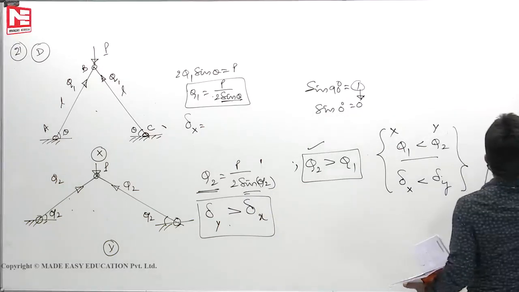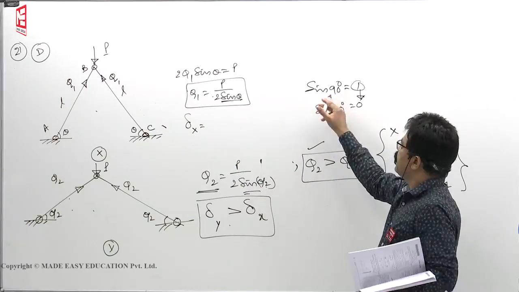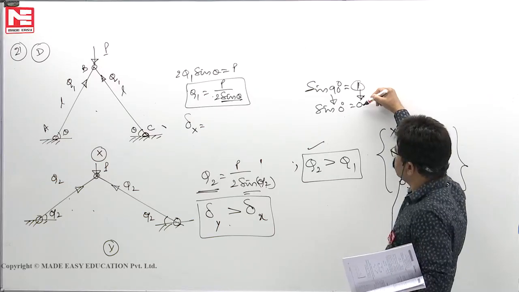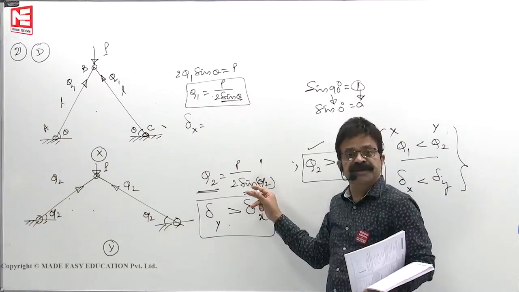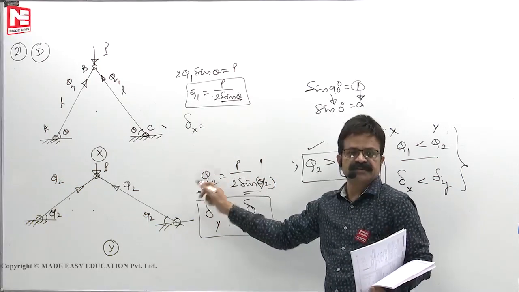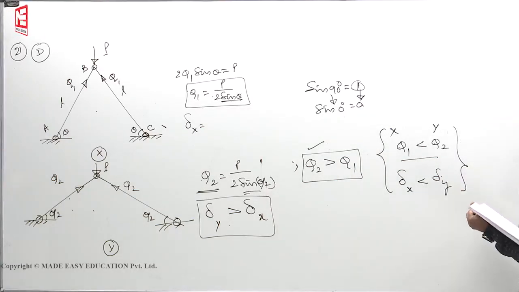Next, 22nd. That means this idea we should have: as theta decreases, what happens to the force? Theta magnitude decreases, but that value is in the denominator. Denominator value decreases means this one will increase, Q2 will increase. That's how you have to analyze, but you have 2 minutes for that. 22. A pin jointed 2D truss is loaded with a vertical force of 20 kilonewton. This we solved in the class. Horizontal force at joint B as shown in figure. Force in the member BC.